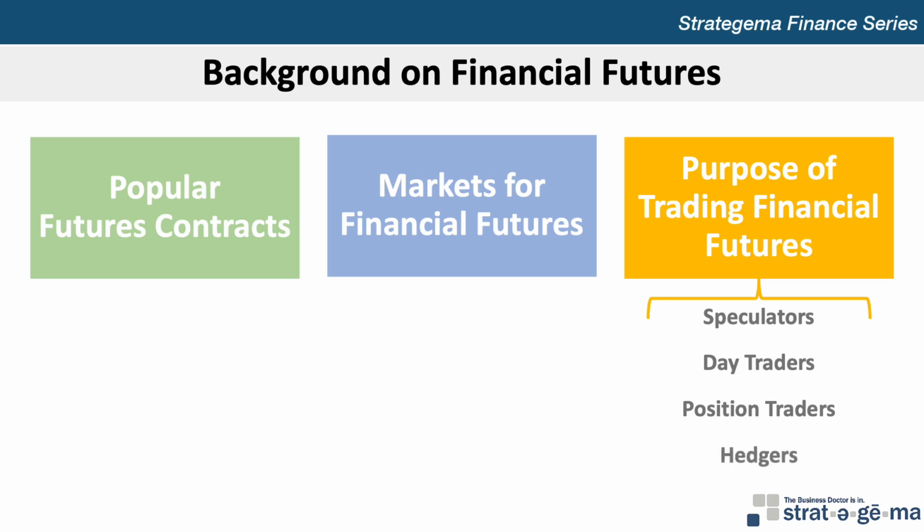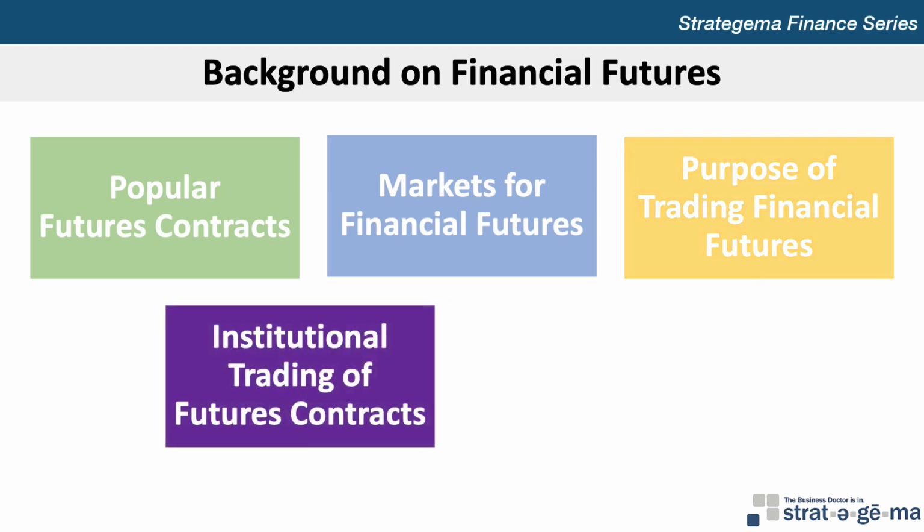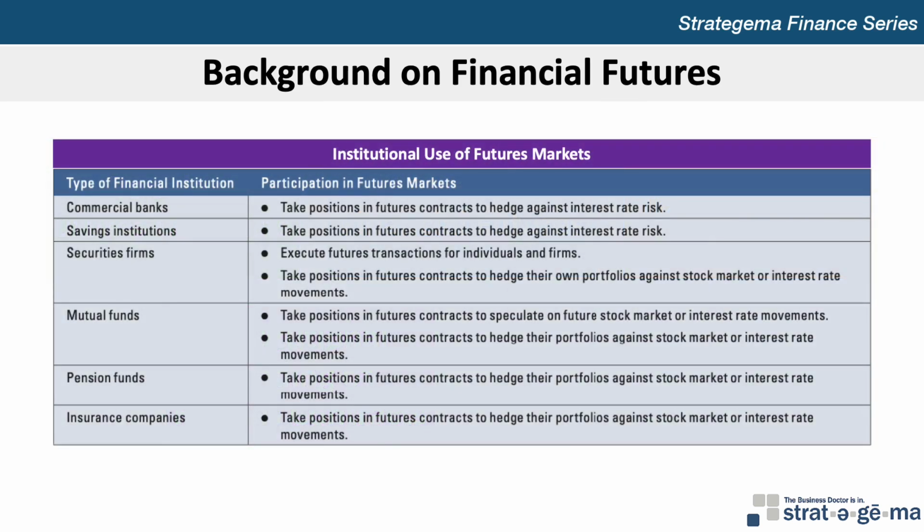Hedgers take positions in financial futures in an effort to reduce their exposure to future movements in interest rates or stock prices. Financial institutions generally use futures contracts to reduce risk. This exhibit summarizes how various types of financial institutions participate in the futures market to protect themselves against a possible increase in interest rates, thereby insulating their long-term debt securities from interest rate risk.